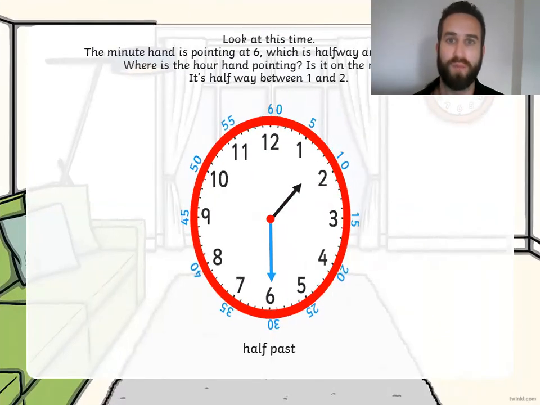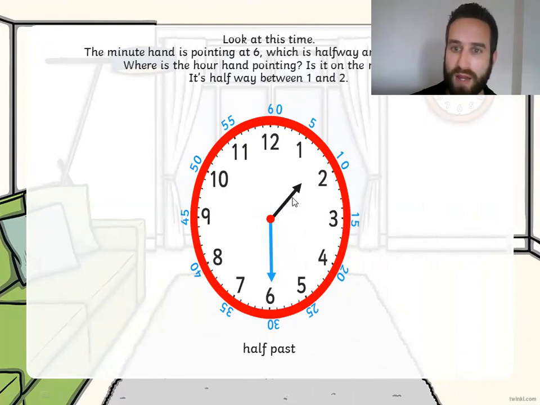All right? Now look at this time here. The minute hand is pointing at 6, which is halfway around the clock. That means it's half past. Where's the hour hand pointing? Is it on the number? Is it like o'clock? No. It's actually in between 1 and 2. The hour hand is in between 1 and 2. Why is it in between?